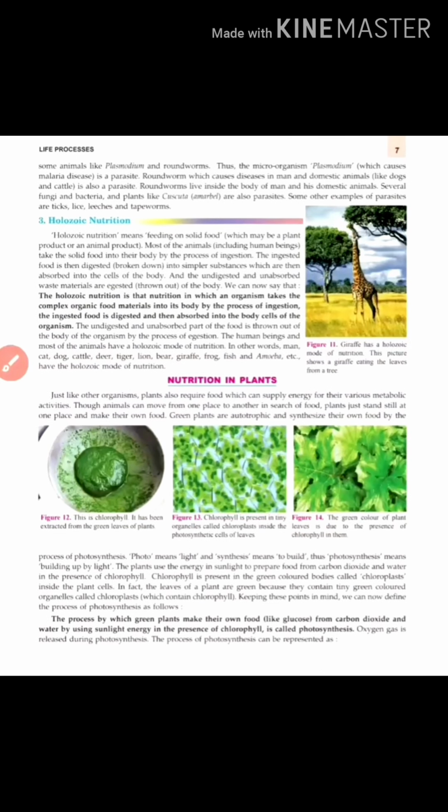Now third is holozoic nutrition. जो होलोजोइक न्यूट्रिशन है वो स्टार्च लेता है, हार्ड सब्सटेंस जैसे कि हम. होलोजोइक न्यूट्रिशन मीन्स फीडिंग ऑन सॉलिड फूड, जो सॉलिड फूड लेता है, which may be a plant product or an animal product. Most of the animal, including human being, take the solid food into their body by the process of ingestion. Ingestion से हम ये food लेते हैं माउथ के अंदर. बाकी सारा प्रोसेस इस चैप्टर में भी आएगा.